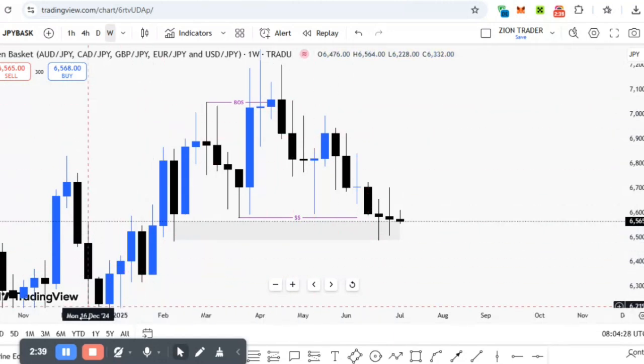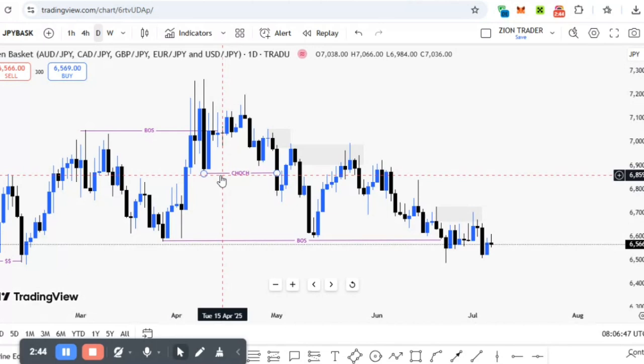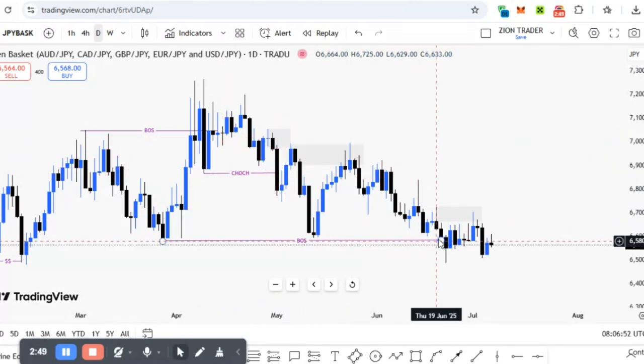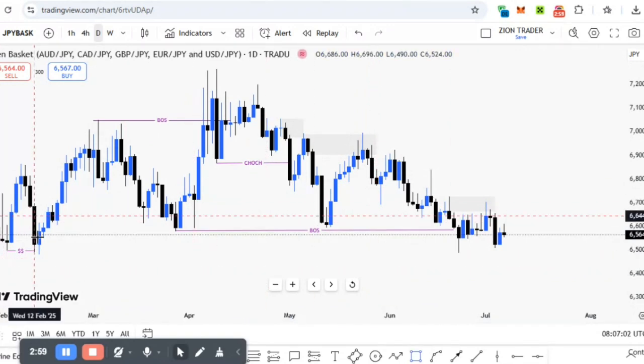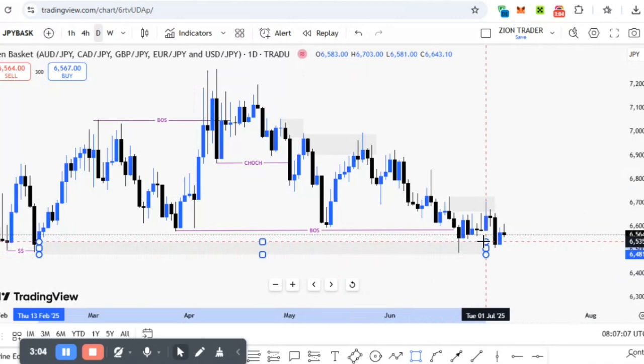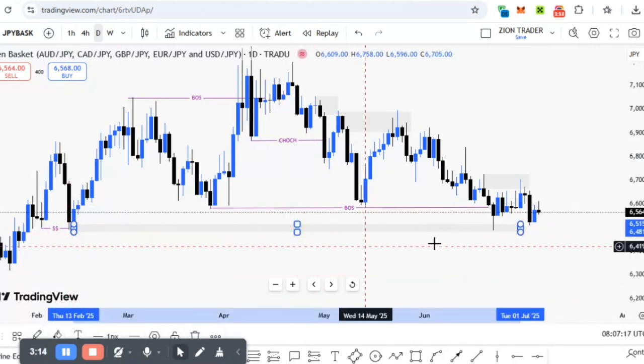So let's go to the daily time frame. On the daily time frame, we can see that there was a bearish change of character, which means there's a possibility for a reversal. And then right here, it confirmed a pure bearish break of structure. However, let's note that this is a very key level for yen basket. This zone has not been broken, and this other block is a very strong, high probability order block that price should respect and start trading bullish.